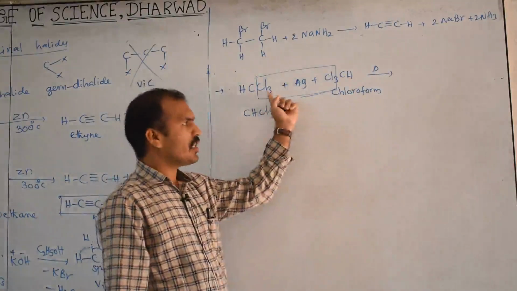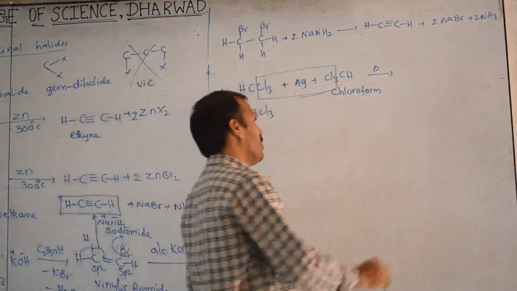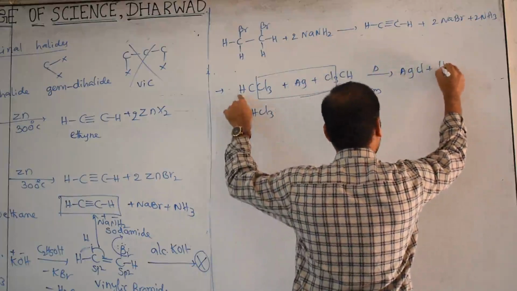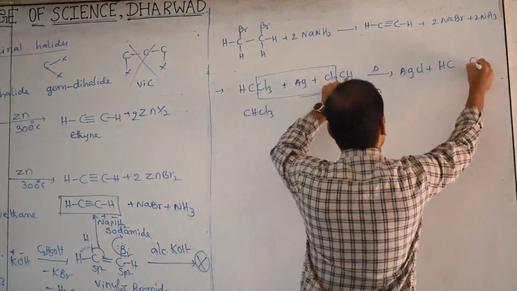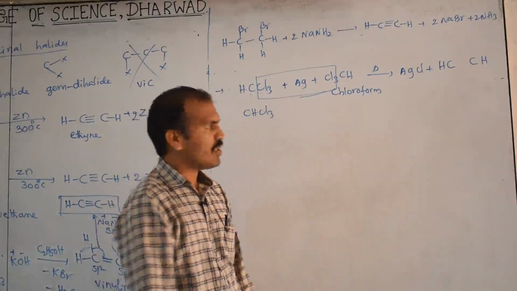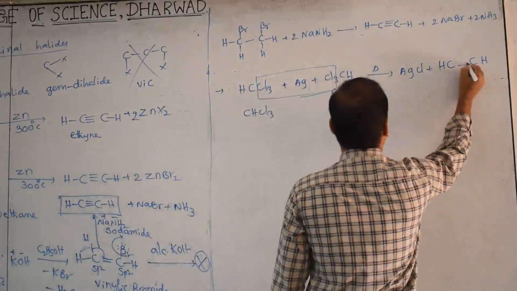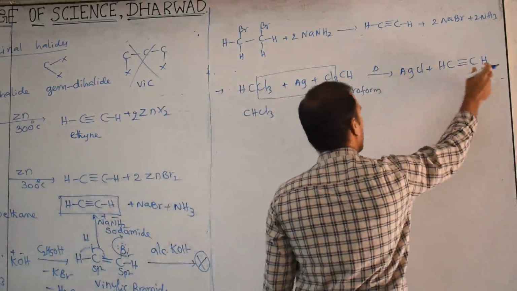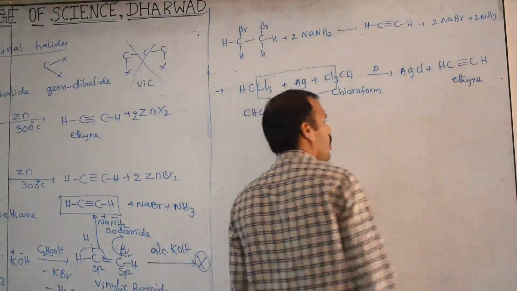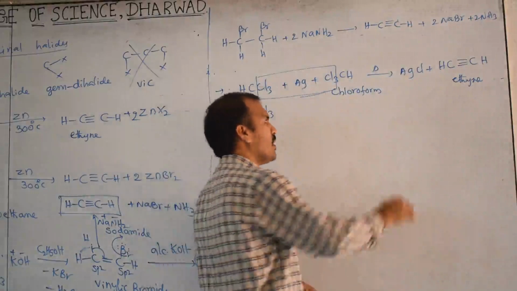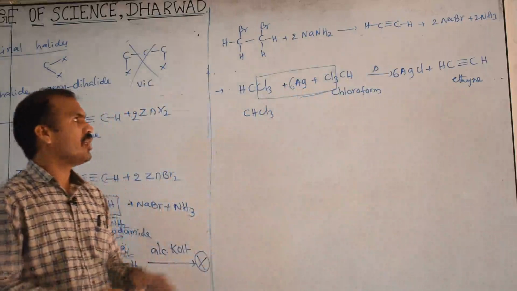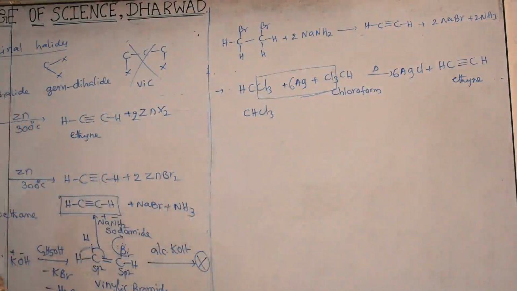How many chlorines are there? 3 plus 3, 6, and with silver it forms AgCl. Now carefully observe: H, C and here also CH. These are the 2 CH, but there is no bond between them. Then we have to satisfy the carbon valency: 1, 2, 3 with this 4. Here also 3 plus 1, 4. Then this is ethyne. Now how many chlorines are there? 6 chlorines are there, so 6 silvers are there. Therefore here 6 AgCl. This is not there in your textbook, but it will come in the second year. That purpose only I have given it here.